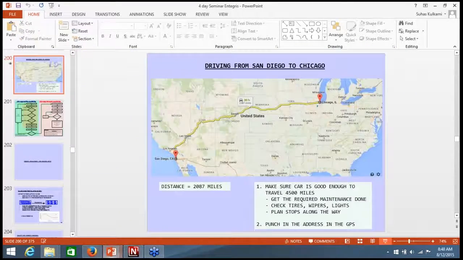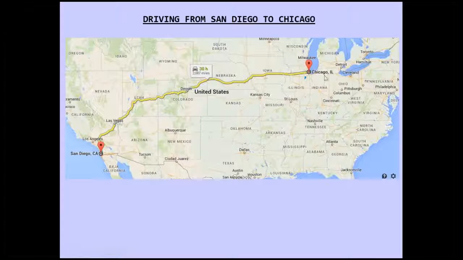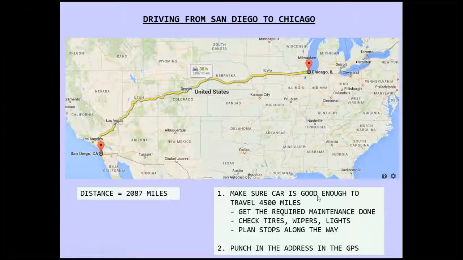If I want to drive from San Diego to Chicago, a distance of over 2,000 miles, and I want to teach my seminar on Monday morning, I can't just jump into the car on Saturday morning and drive there. The first thing I need to make sure of is that my car is good enough for traveling 4,500 miles. That means I need to go and come back, so I need to make sure that is good.